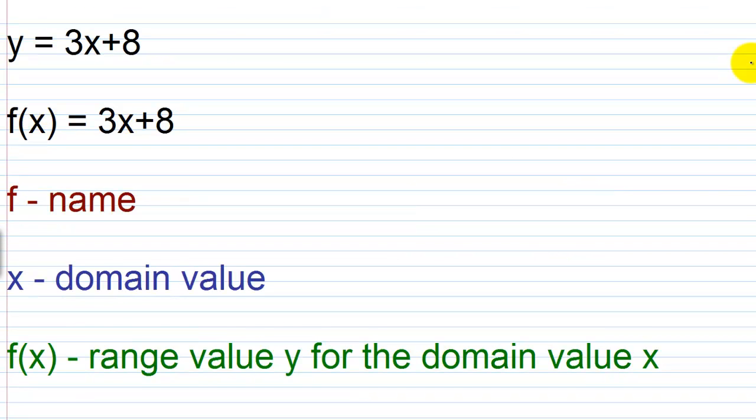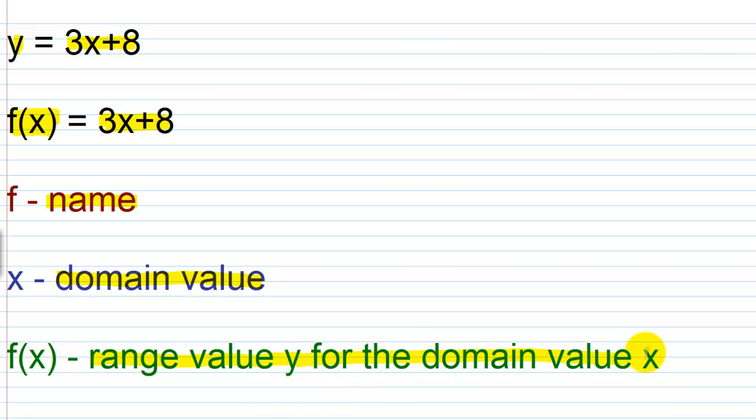Okay, so here's another example of that. We have y equals 3x plus 8, and we change y into f of x. Okay, and this is still equal to 3x plus 8. So when we talk about function notation, think about these three different parts. We have f, which is the name. We have x, which is going to be your domain value. And then we have f of x, which is the range value y for the domain value x.